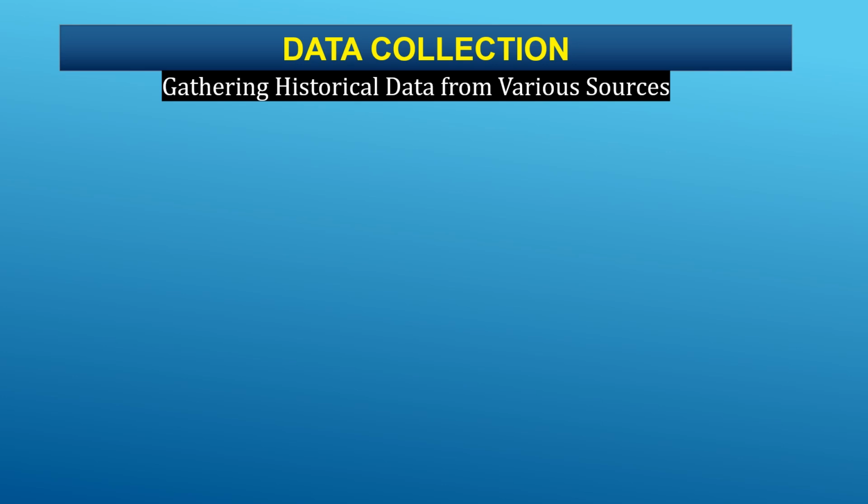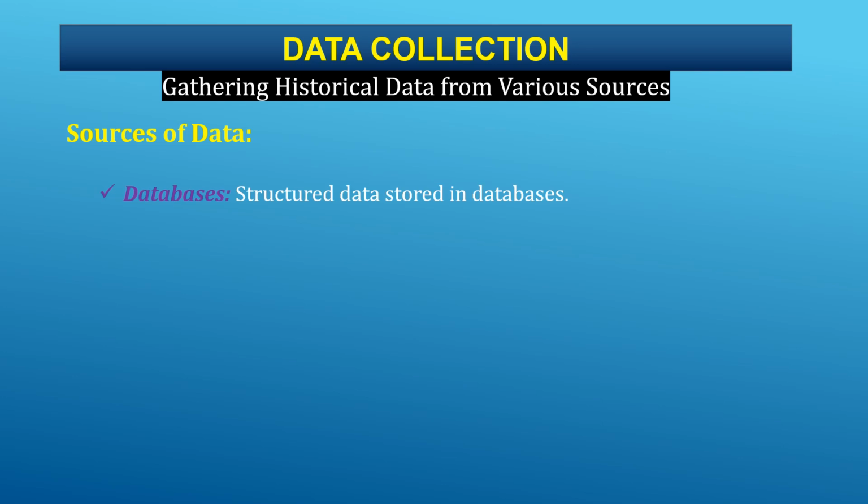Data collection: gathering historical data from various sources. Quality and diversity of data significantly impact model performance. This involves collecting data that reflects past events or behavior, which can be used to train predictive models. Source of data: data from various sources captures different aspects of the problem, leading to more robust models.